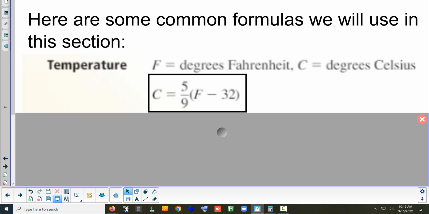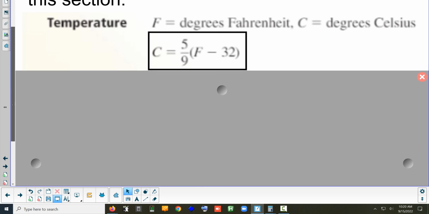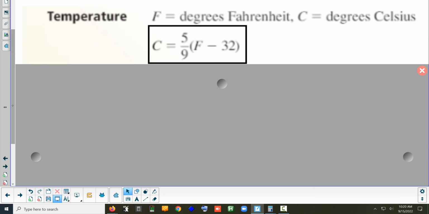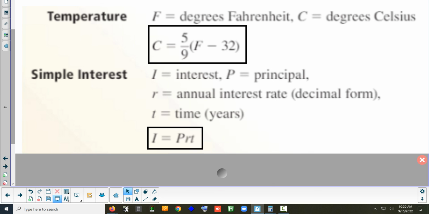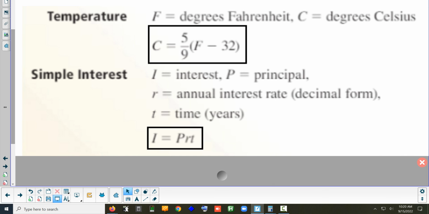Okay, most countries, like if you go to Europe, you ask for the temperature, they might say, oh, it's 17 degrees. You might think, wow, it's freezing. Not if it's Celsius. That's a big difference. So this is a formula that will change a Fahrenheit temperature into a Celsius temperature.